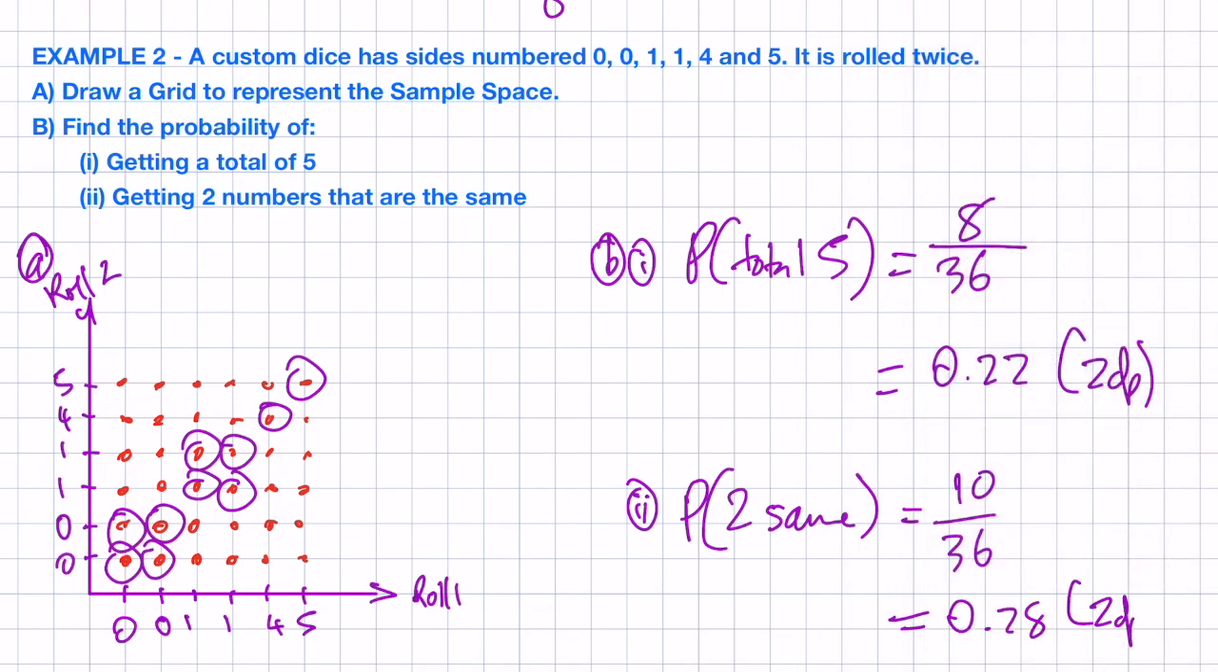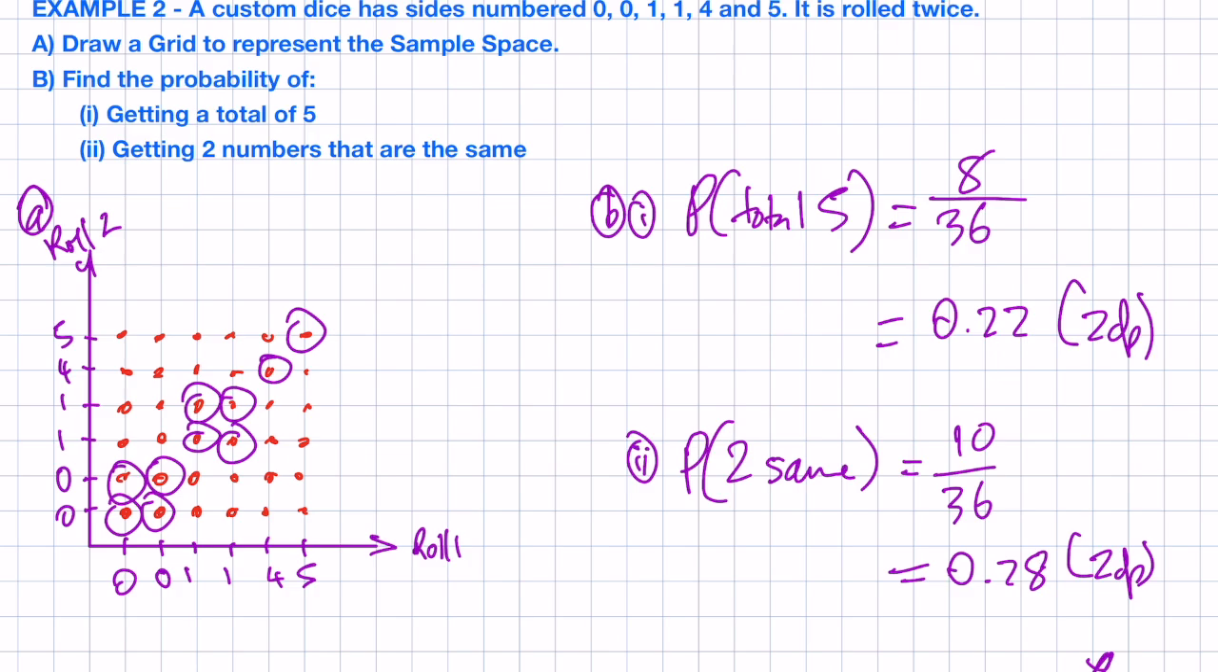0.28 to 2 decimal points. All right, I'll stop there for a little bit to get that. If you get it, then don't bother copying it down. I'll give some time there. I'll give till 22.